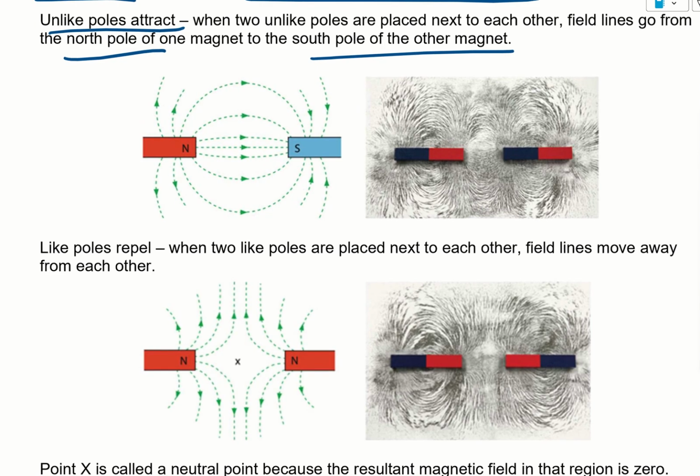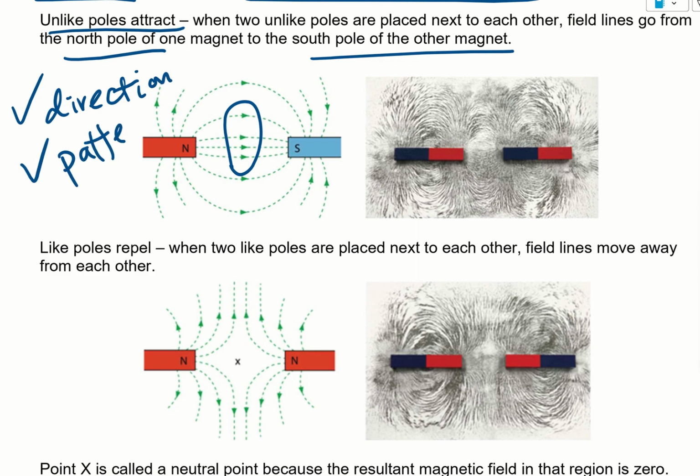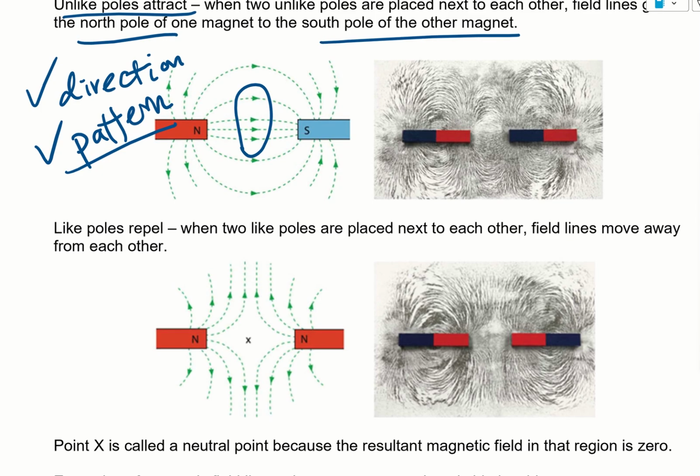Now you do not need to use dotted line. You can use a bow line to draw. Make sure that the direction is correct. Make sure that the pattern is correct. So they are looking out for direction, which means coming out from north, entering the south. They are looking out for the pattern. Okay, so draw enough to show the pattern, right? And not excessive.